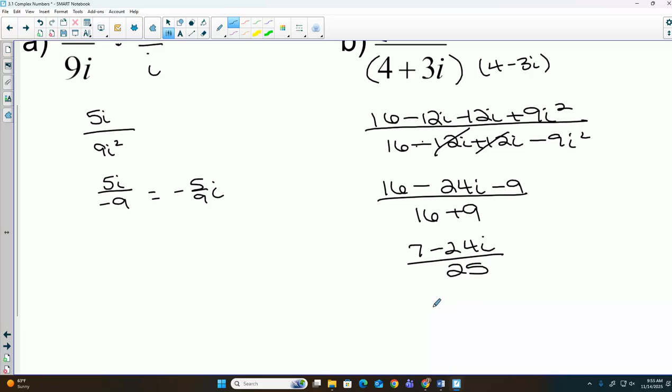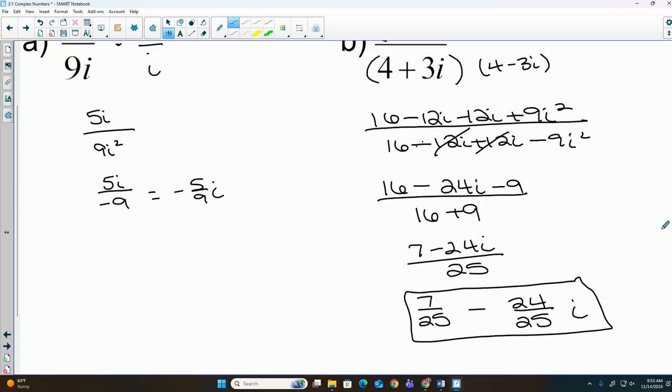Is that standard form though? No, you have to break it apart. So, 7 over 25 minus 24 over 25i. And that would be our final answer. No, it's not. It's why you should work it out instead of just looking at it and writing down an answer. An important lesson to be learned here. Right. All right, do we need more of these? No.